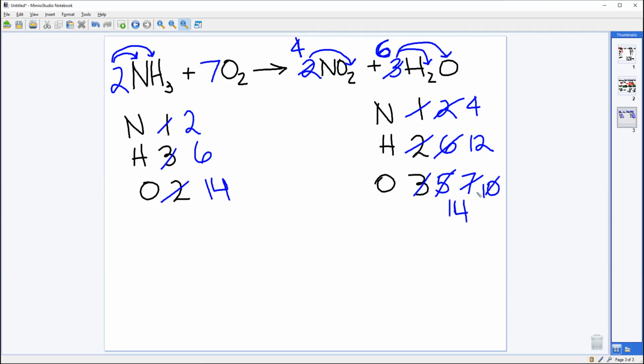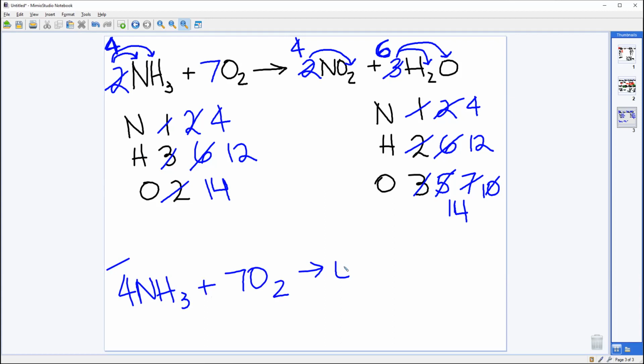So now I'm going to come back and fix my nitrogen and hydrogen over here. So let's see, if I go 4 here, then that's going to give me 4 nitrogen, 4 times 3, 12 hydrogen. So see, I just had to do a little bit of trial and error to get me to where I'm balanced. So my balanced equation would be 4 NH3 plus 7 O2 yields 4 NO2 plus 6 H2O. So that's going to be my balanced equation.